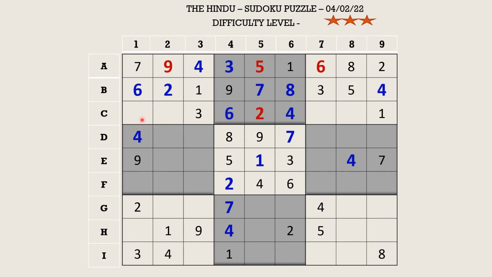Let's try to fill column 1. You have a 1 here in block 1 which blocks C1. There is a 1 here in the 7th block which blocks H1. So F1 is the only cell where 1 can be. Now there are 2 cells left and the missing numbers are 5 and 8. There is a 5 blocking here. So H1 takes 8 and C1 takes 5.